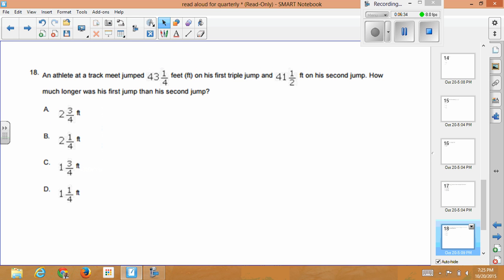An athlete at a track meet jumped 43 1/4 feet on his first triple jump and 41 1/2 feet on his second triple jump. How much longer was his first jump than his second? A, 2 3/4, B, 2 1/4, C, 1 3/4, D, 1 1/4.